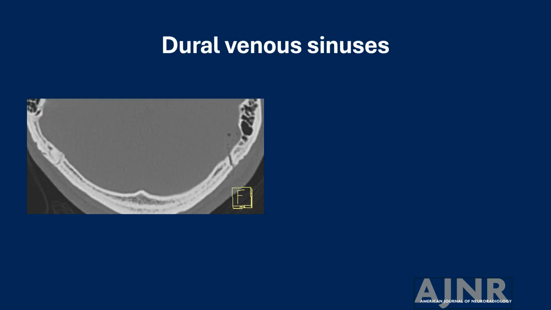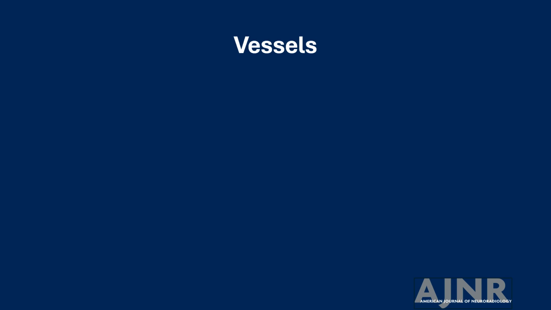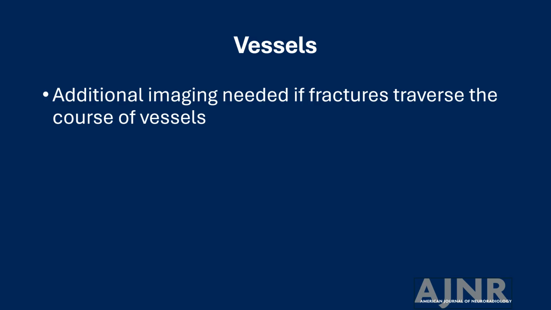In this case, we can see that there is a non-displaced fracture along the expected location of the left transverse sinus. On the CT venogram, we can see that there is a near occlusive thrombus in this region. And this is an example of dural venous sinus thrombosis in the setting of fracture. If there are any fractures that traverse the expected location of vessels, additional imaging is needed to evaluate for vessel injury.